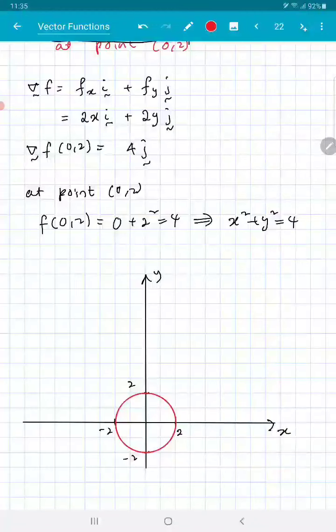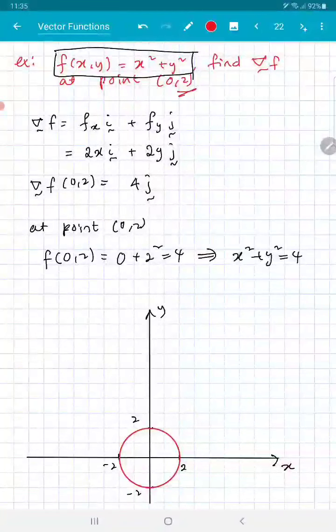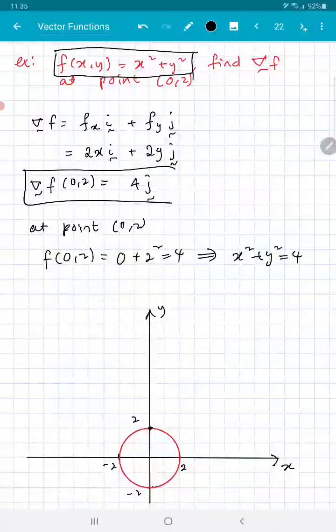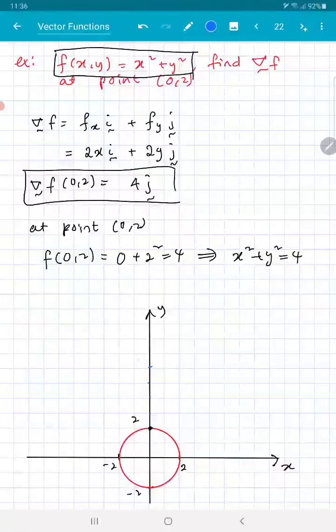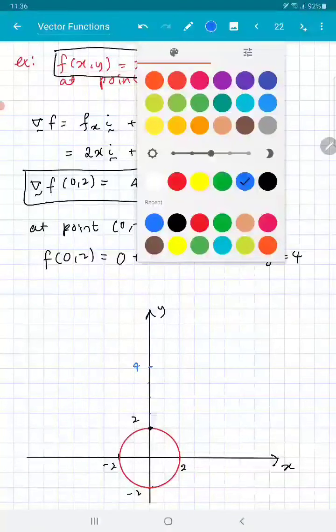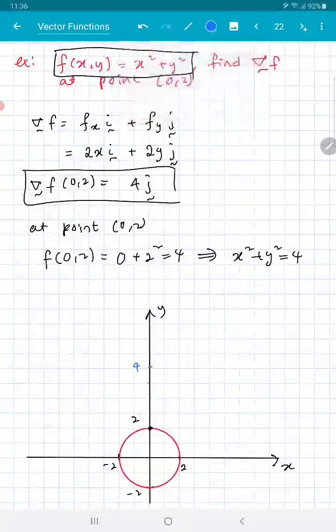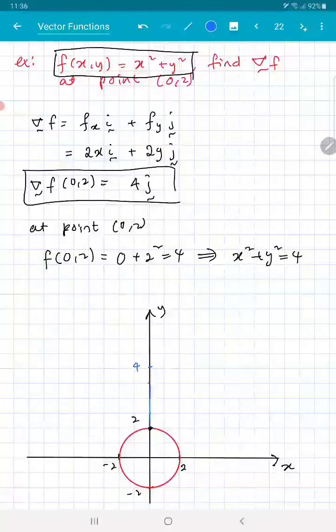Now let's look at our point 0, 2. This is our point 0, 2. And the gradient of f at point 0, 2 is 4j. So starting from this point, you move 4 units up. Because we have 0i plus 4j, so we have 1, 2, 3, 4. Now you have a vector from point 0, 2 pointing upwards.